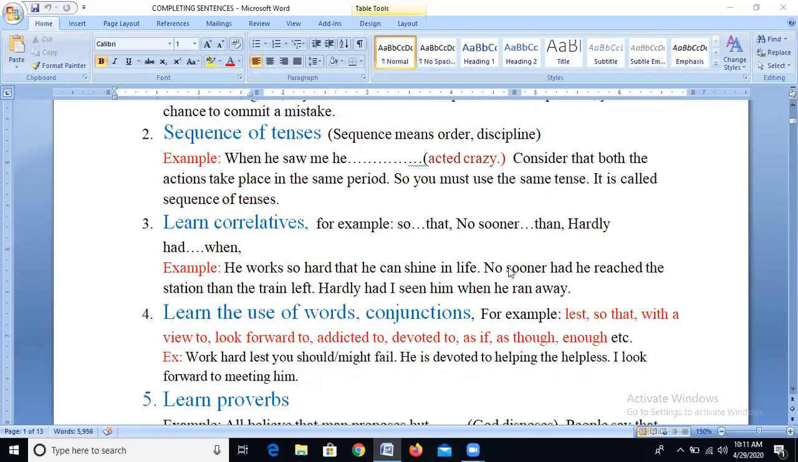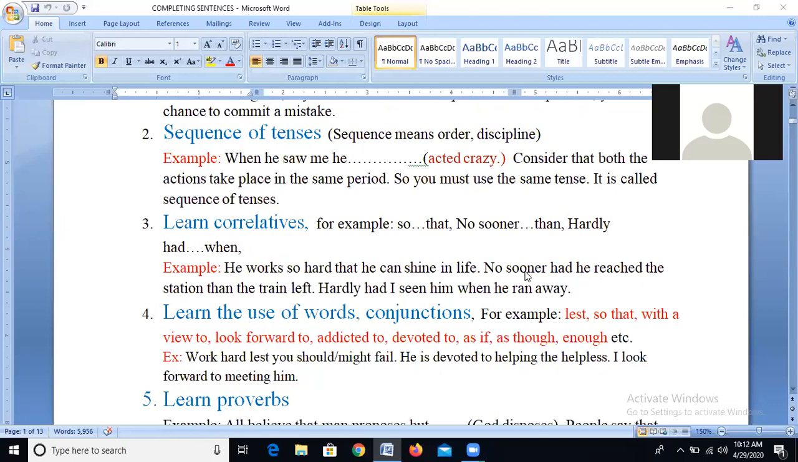Now come to the next example. No sooner had he reached the station than the train left. Now just think. No sooner. Sooner is a comparative form or comparative degree of soon. I believe you know the definition of degree.